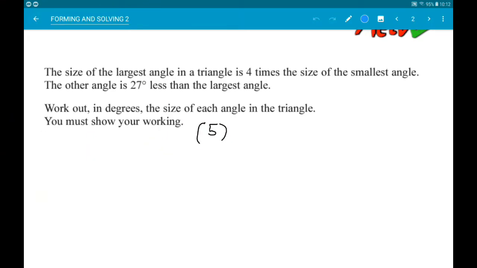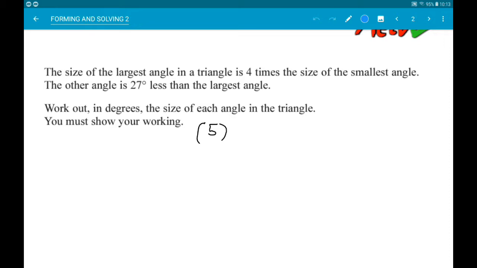Let's go. Okay then, first up, the size of the largest angle in a triangle is 4 times the size of the smallest angle. The other angle is 27 degrees less than the largest angle. Work out in degrees the size of each angle in the triangle. You must show your working and it's 5 marks.